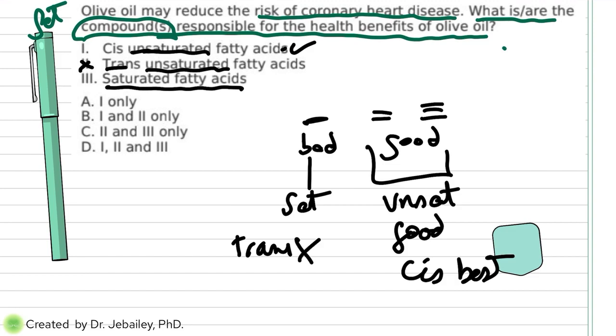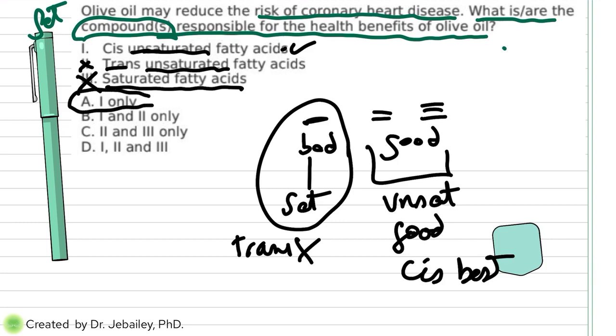So looking at this, saturated fat is not good, right? It's the one that only has a single bond, no double bond, so it's bad. So we can see that one was the only good one. So you have an answer right here. This is the only one because it cannot be one or two and three and the rest of it. So the right answer is A.